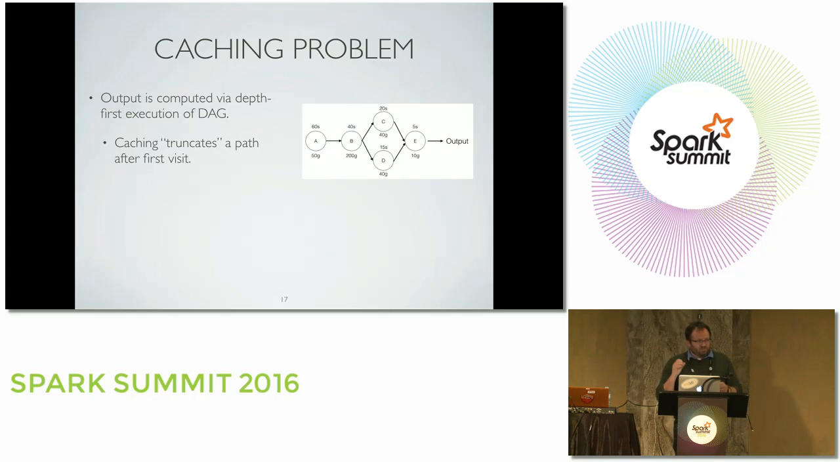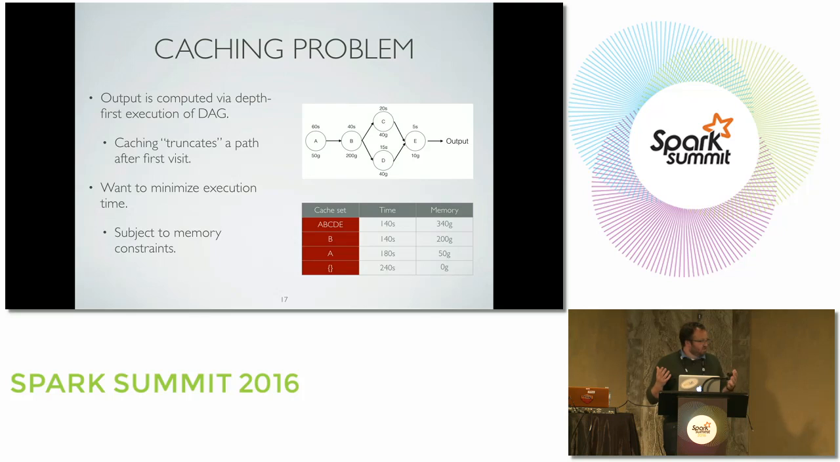Caching in this case, if you put a .cache after the RDD, if you think of this as an RDD lineage graph, caching basically truncates a path after its first visit. So if I think about how I compute my output, I'm going from node E to C to B to A, and then executing in order, and then I go back down the branch that includes node D. So if I cache node B, I only have to compute it once, and in subsequent visits to that node, I can read it from memory, I don't have to recompute it. Great. So the goal here is to minimize execution time, subject to some memory constraints.